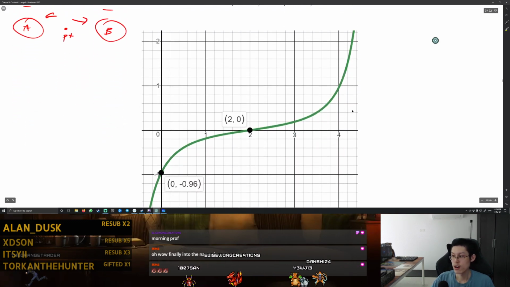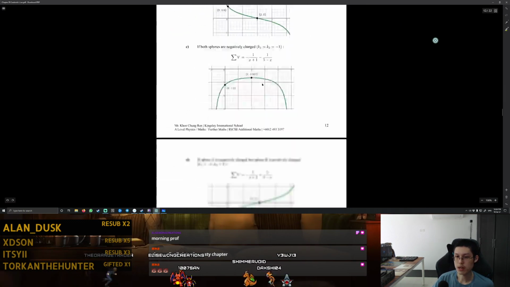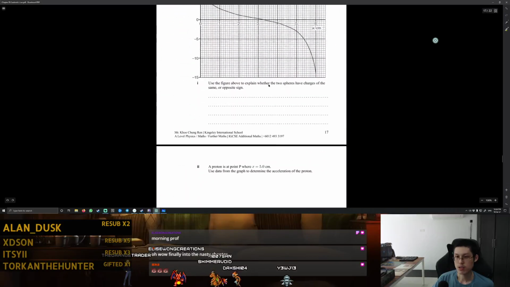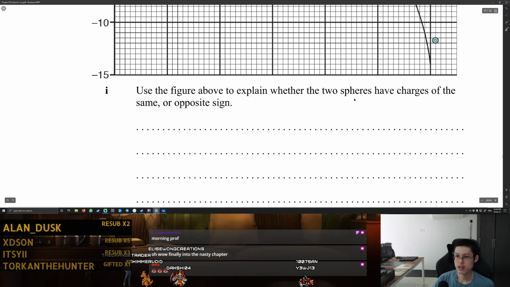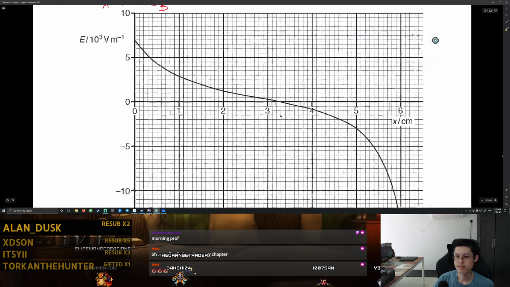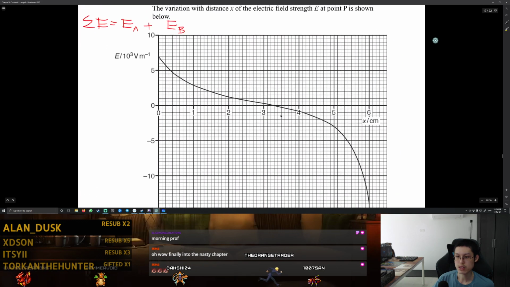You need to know how to make sense of these graphs because the question that we were doing earlier kind of looks like this. It says, use the figure above to explain whether the two spheres have charges of the same or opposite signs. What do you think? Same or opposite?